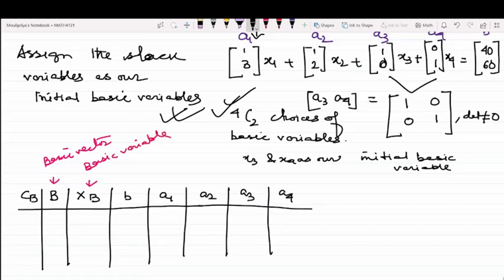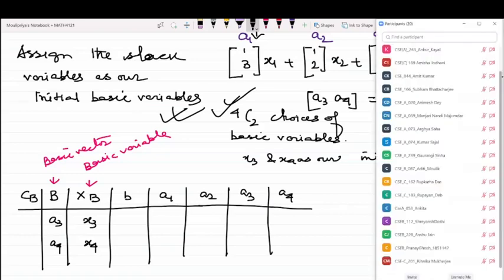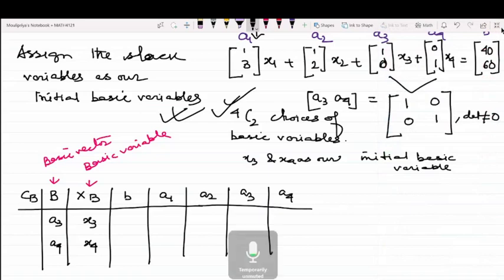So initially, you all must agree that your basic variables are x3 and x4, and your basic vectors would be a3 and a4. Tell me, any doubt as of now? Please do ask me. Any doubt as of now? No, ma'am.